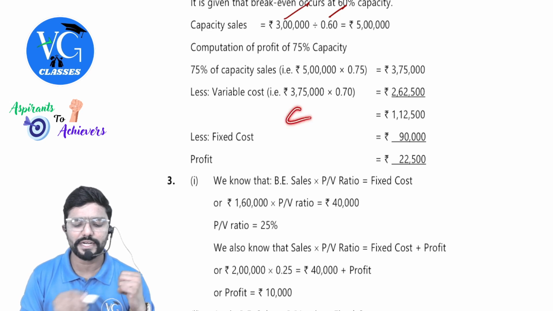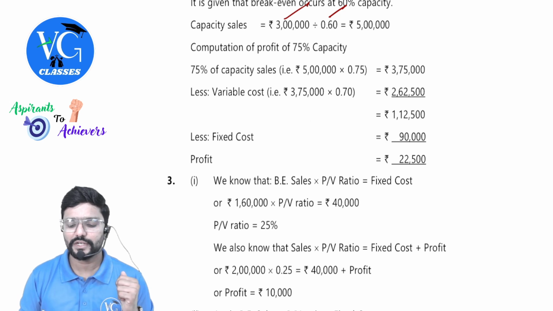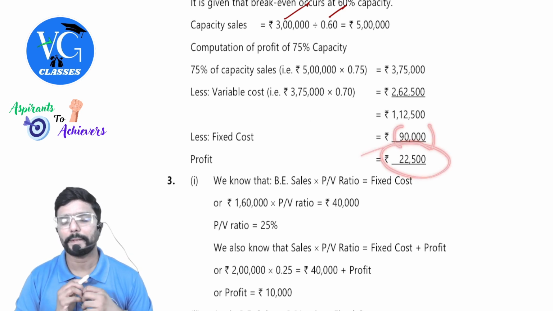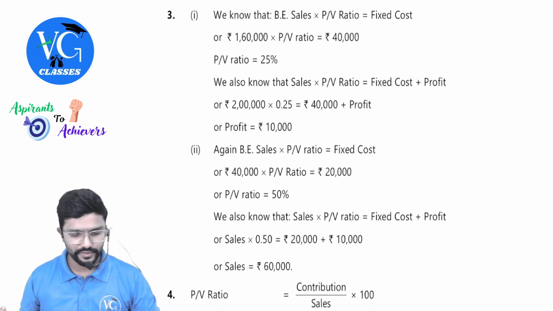Straight away you can go and calculate contribution. You can do this way also, nothing wrong. Then reduce the fixed cost, you will get profit. Now coming to the third question.